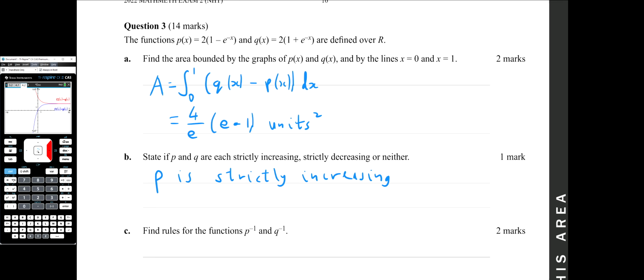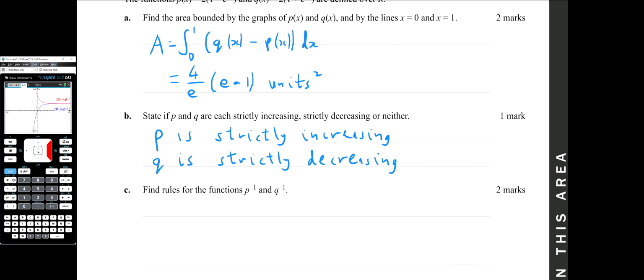Okay, and then what about q? Well, q will have similar ideas to it. If we go back to 4.1 and then take the derivative of q of x, you'll get something similar. So q of x, and we get negative 2e to the negative x. So that is a function that is always below the x-axis, and as you can see on the graph is always decreasing. So q is strictly decreasing. There we go. Excellent. Just 1 mark for both of those answers.